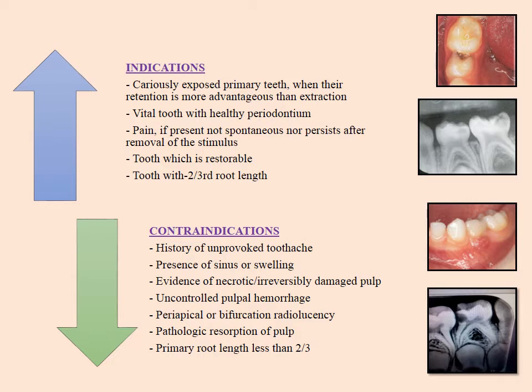So in the first picture, what you can see is there is caries, but you can save the tooth. Only caries is there, maybe if you do excavation, there might be pulpal exposure. So in this case, it is indicated. In the third picture, you might be seeing there is inflammation or there is swelling or sinus opening, which indicates the tooth has become non-vital.